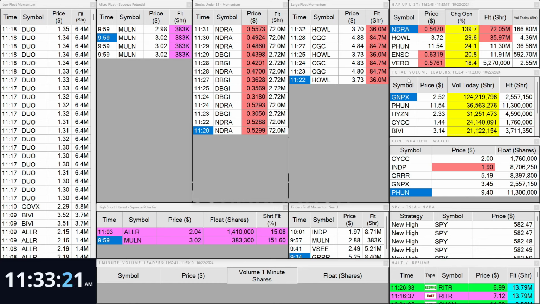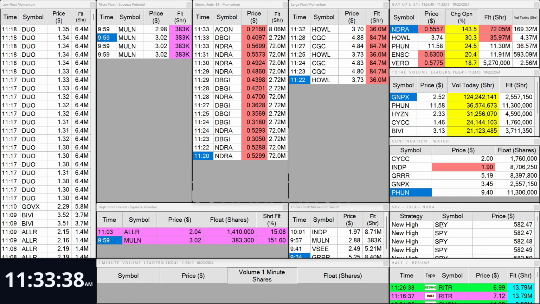So looking at these scanners, you're going to see that they all have different information being displayed, right? We have got different information for each one of these, but really the same thing. We've got the time, we've got the symbol, the price, and the float size. So a lot of these scanners are going to have that. Some of these may not. Over here, you're going to see this one is a strategy, has new highs for SPY making new highs. We've got our continuation watch.